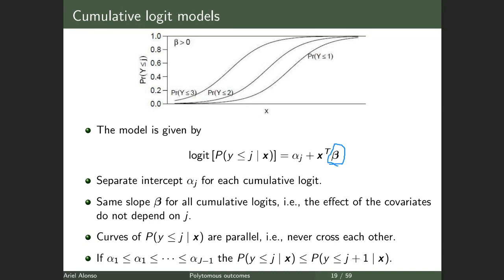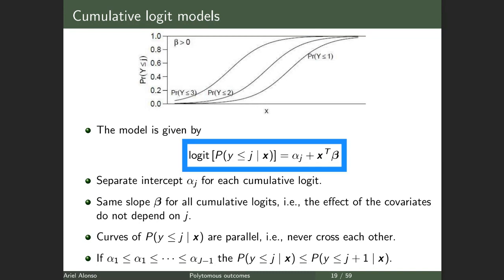And if you assume that, then you will see that the model that emerges has a constant beta. What I mean by constant is this beta will not depend on J. Now, you don't need to assume that. You can just write down your model in this way. And this is the cumulative logit model, just like that. It's a model in which you have an intercept that depends on J, but the vector of the coefficients of the covariates does not depend on J.